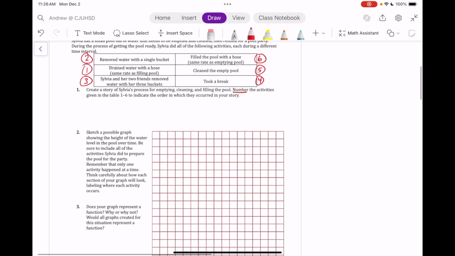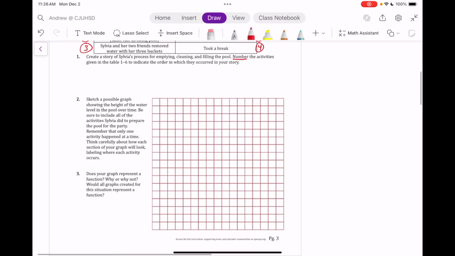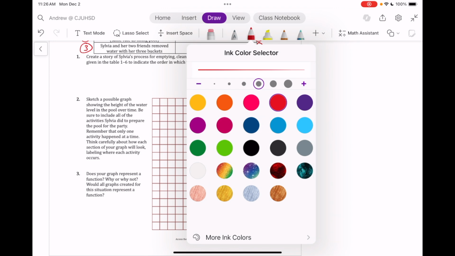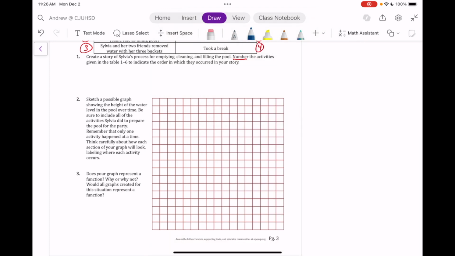So the first thing we said was she's draining water with a hose. So let's drain some water. Let's pick a spot here on the y-axis, and maybe this is the height of the water when the pool is full. And she's constantly draining it at the same rate. But she gets to a certain point, and then she starts draining it by hand. So it's flat for a little while because she's getting ready.